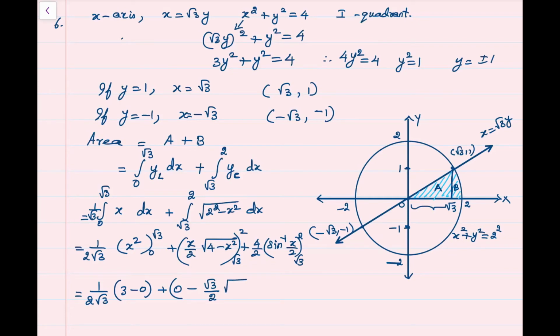Root of 4 minus 3 is 1. 4 by 2 is 2. Sine inverse of 1 is pi by 2 minus sine inverse of root 3 by 2 is pi by 3. This becomes root 3 divided by 2 minus root 3 divided by 2 and plus 2 times pi by 6. Therefore, the answer is pi by 3 square units.